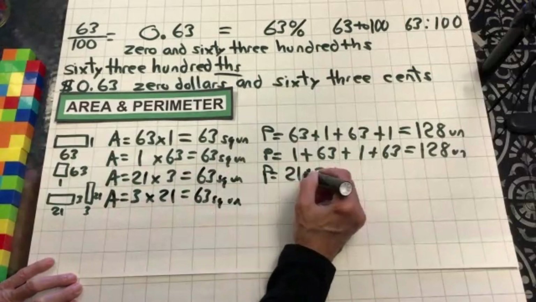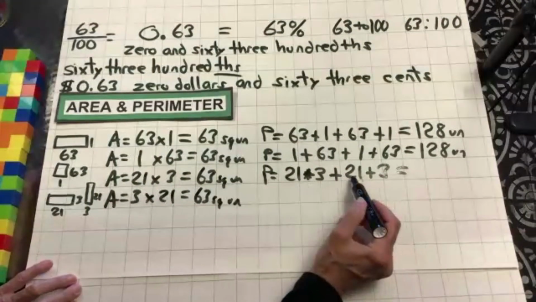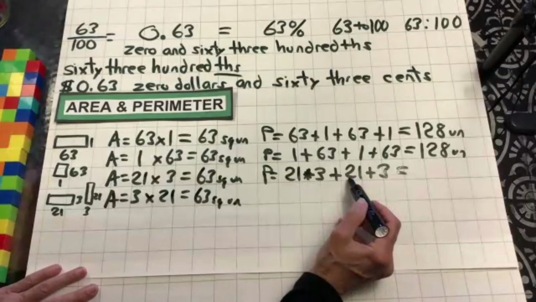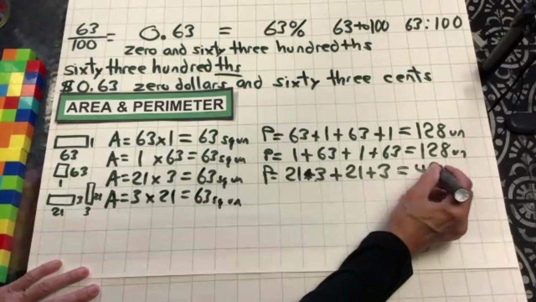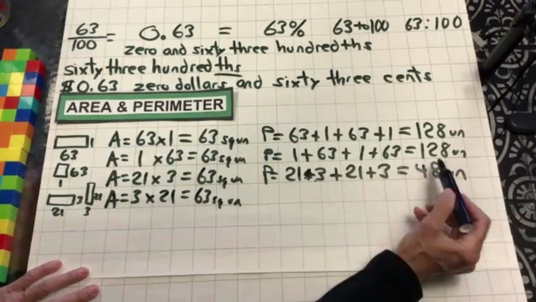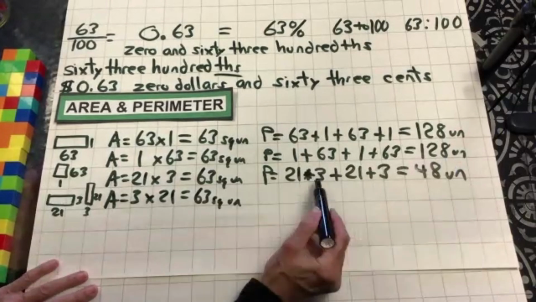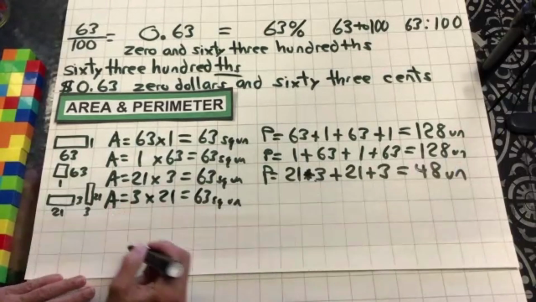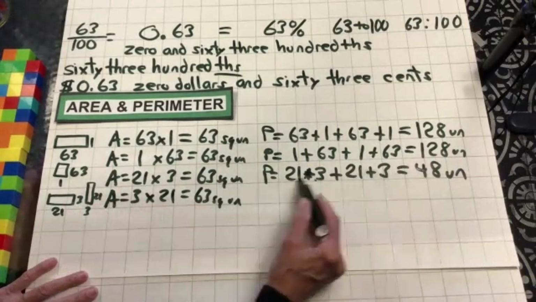Whoops, this is a plus sign. Sorry. So 21 plus 21 is 42, plus 6 is 48. Wow, look at that difference. We go from 128 to 48. So that really, you know, we've got ones inside that don't even have any of their edges showing.